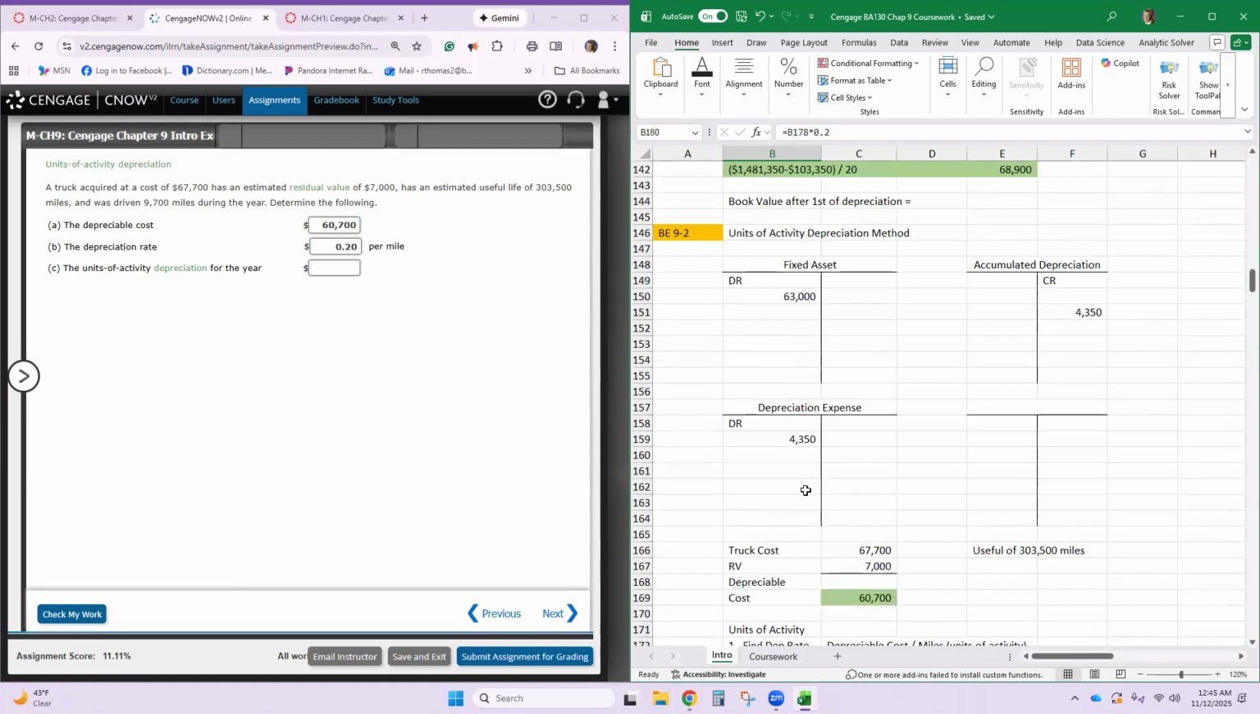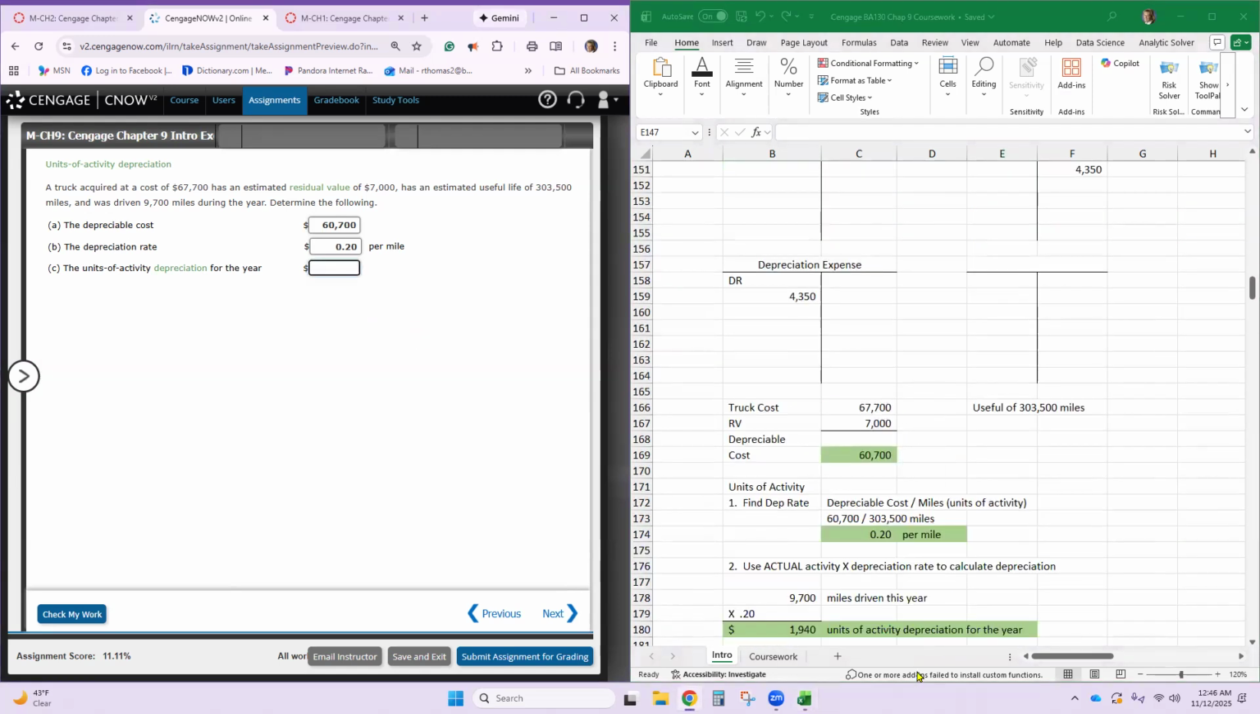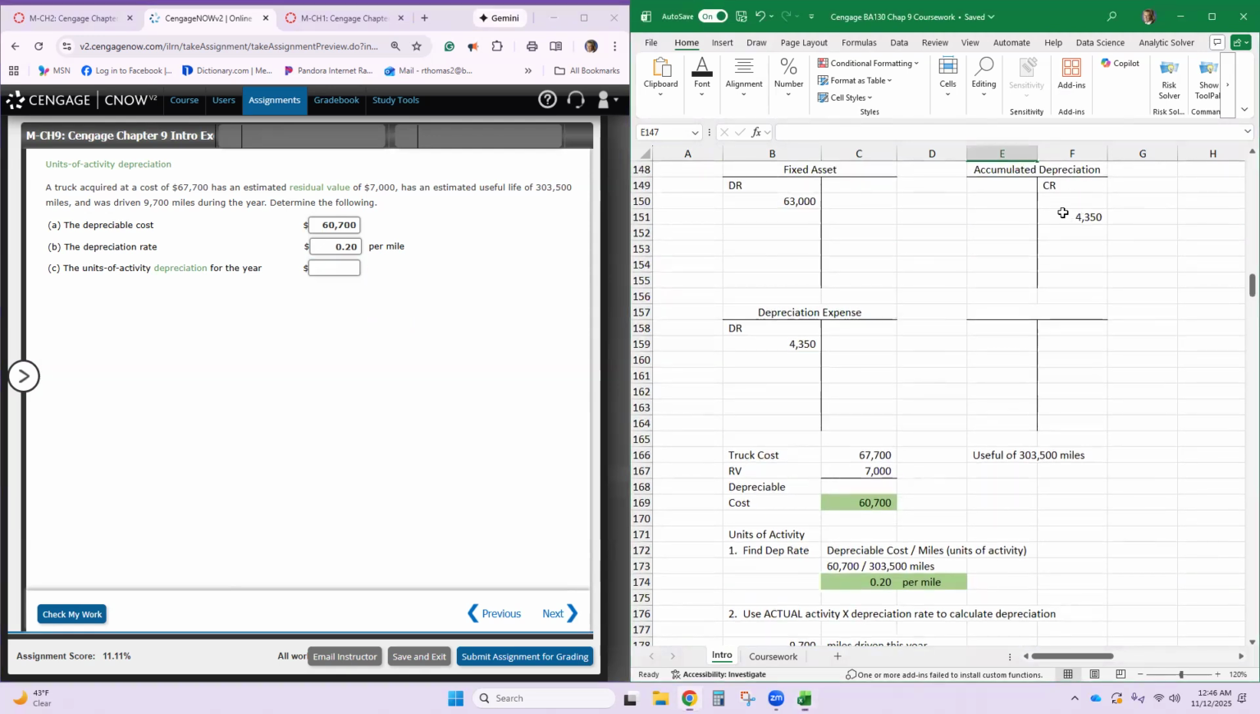So units of activity will give you various amounts. Usually the first year is the most depreciation because the asset is new. So the units of activity depreciation is going to be 1940. Then we would do an adjusting entry, 1940 here.